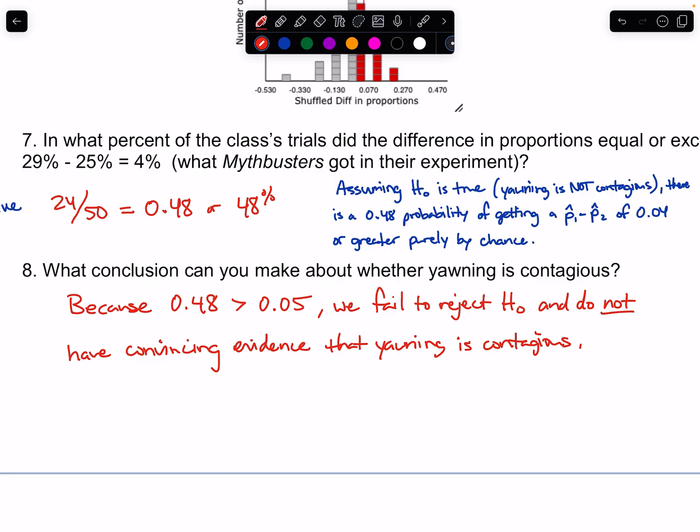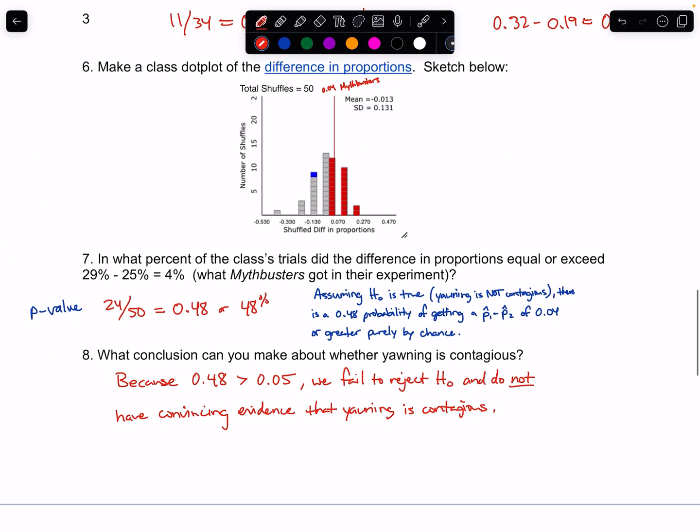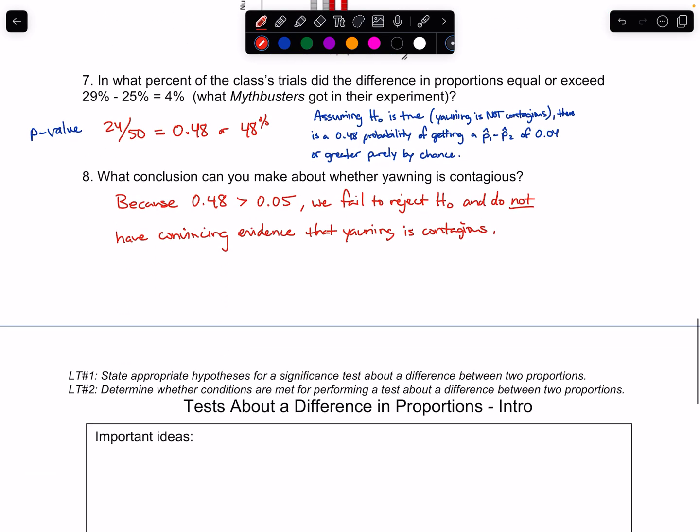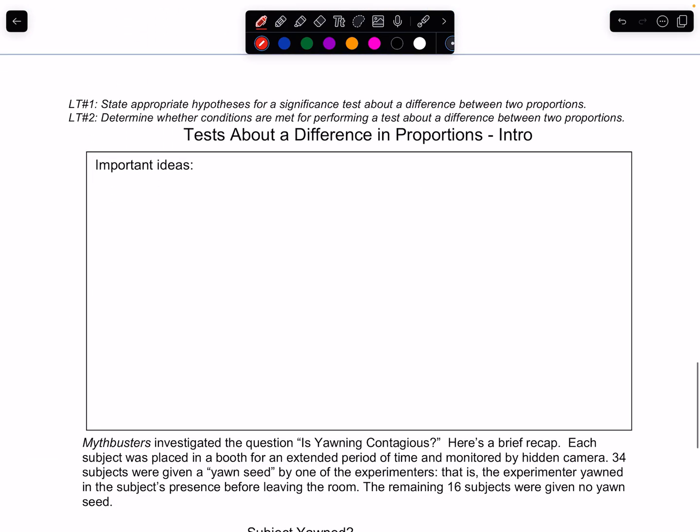So in this case, we have busted those Mythbusters who tried to claim that it was contagious, even though we've shown that we don't have enough to say that it is. Okay, so that is that activity.